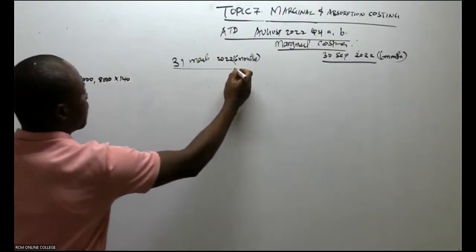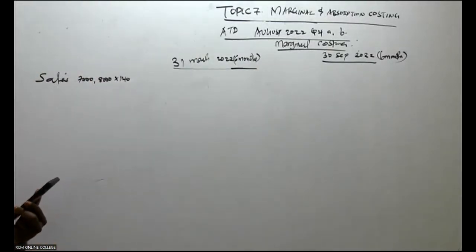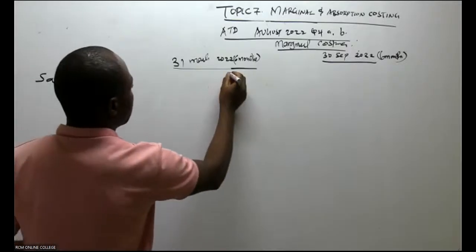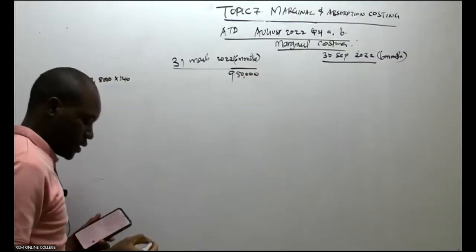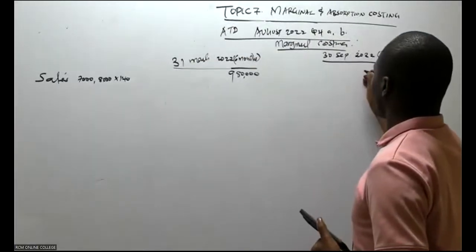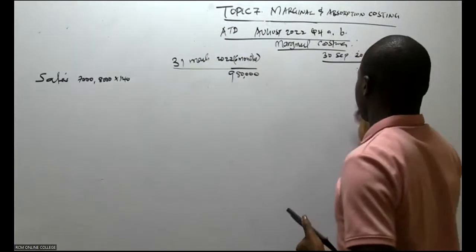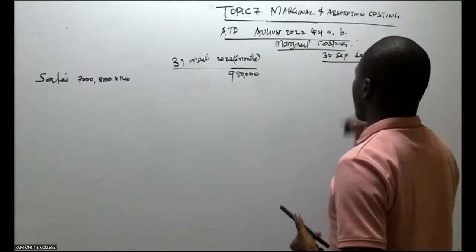So what is the sales value under the first 6 months? People are not using their calculators. 140 by 7,000 is 980,000. Then 140 by 8,000, what will we have here? 140 by 8, that is 1,120, so 1,120,000. That is what we have.